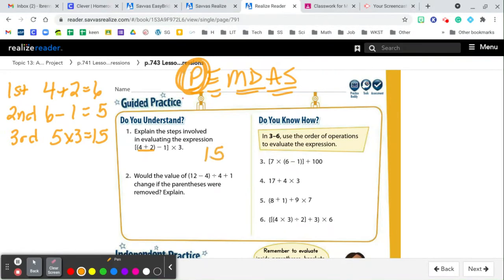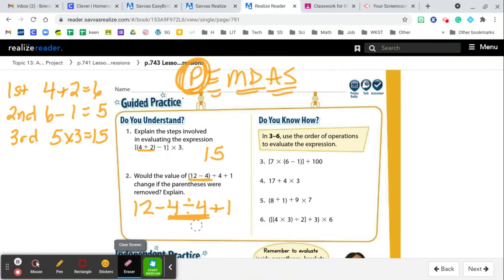Would the value of open parenthesis 12 minus 4 close parenthesis divided by 4 plus 1 change if the parentheses were removed? Explain. Now let's take it out and see what happens. They would change, because if I have the parentheses, I'm going to do what's inside the parentheses first. If I don't have the parentheses, I'm doing the division first. So in this case, I would have, whoops, where's my little eraser?